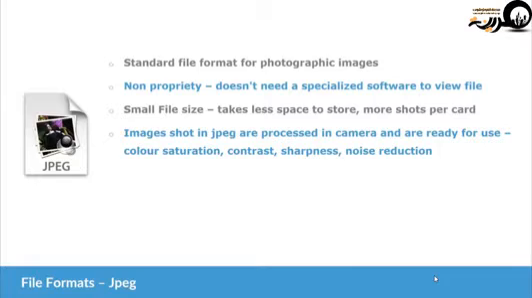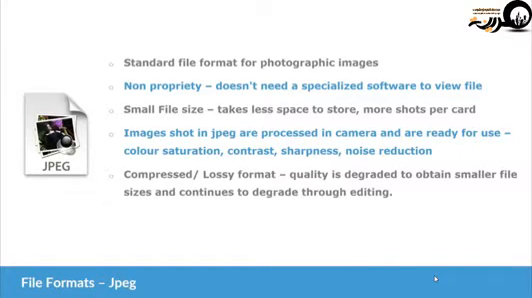The best way to think about it is if you buy, say, a microwave meal. You know, you're out, it's been a long day, you go home, you don't feel like cooking, so you buy a microwave meal, you throw it in the microwave, it's ready to go in 5 minutes. That's what a JPEG is like. It's just ready for you straight from the camera. And it can be very, very useful for that reason.